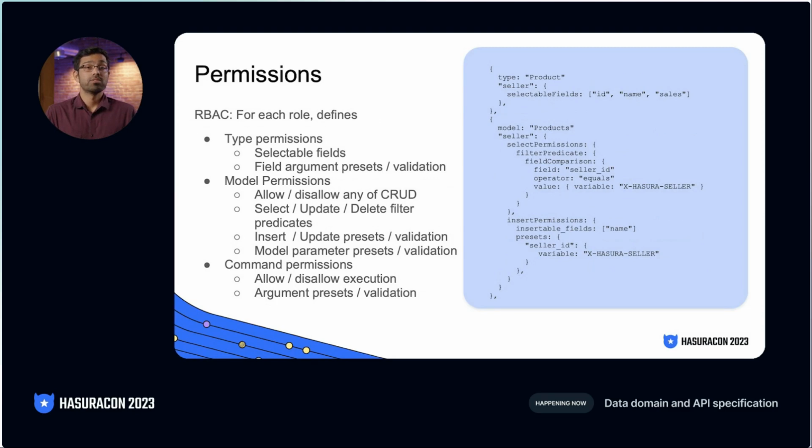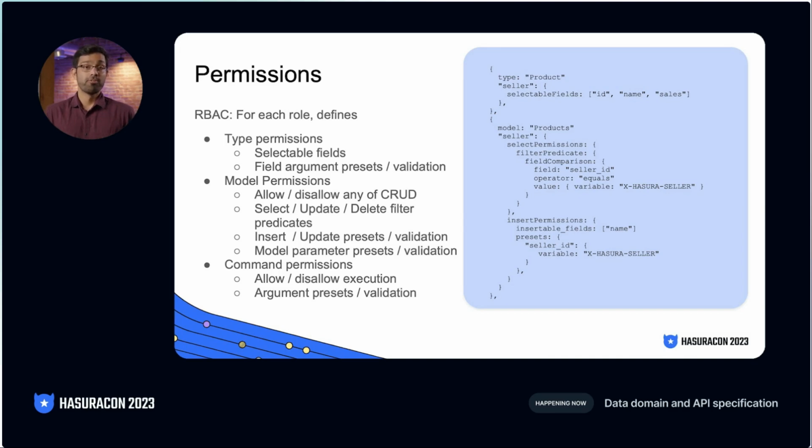Role-based access control is natively supported by OpenDDS. For each role, you can specify permissions for different OpenDDS concepts. For instance, for an object type like product, you can specify which fields are selectable for a given role. In this example, we have defined that the seller role is only allowed to select the ID, name, and sales fields of the product type.